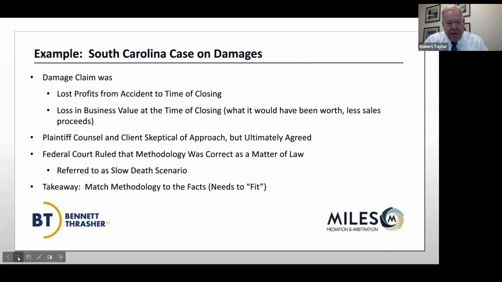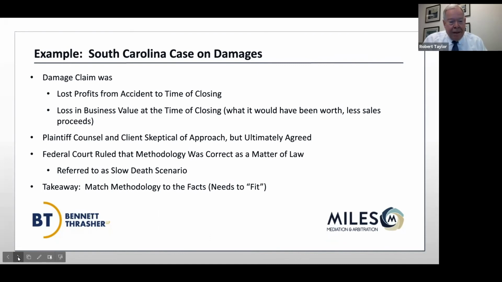And then what was the business, or would it have been worth at the time of closing had the accident not occurred? So it was what would it have been worth without the accident, and then what were the lost profits until the time that they decided to close the business. When they closed the business, what they essentially did was they sold off all their productive facilities to others and settled up and really just went out of business.